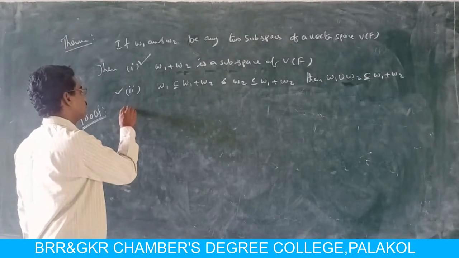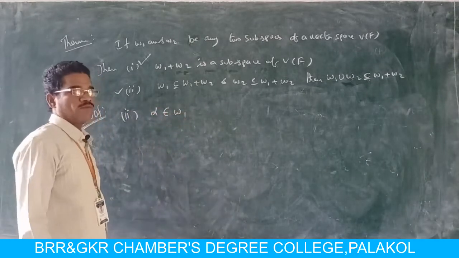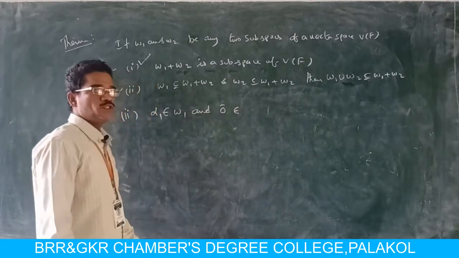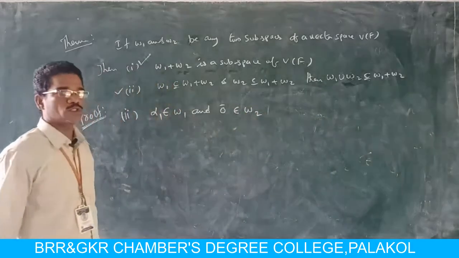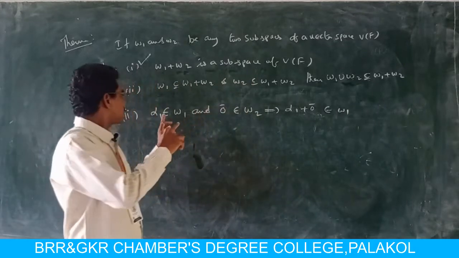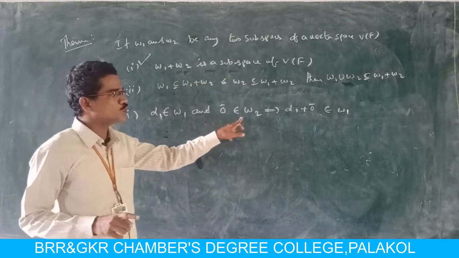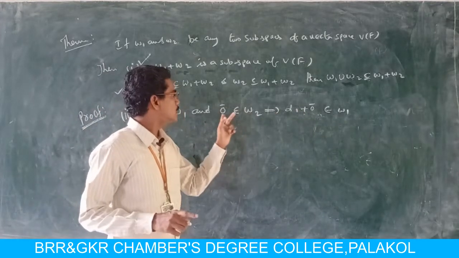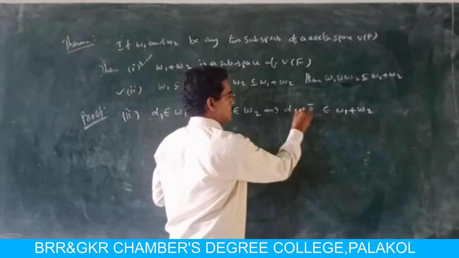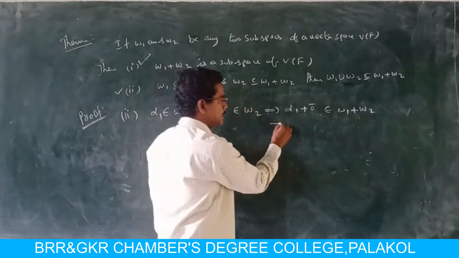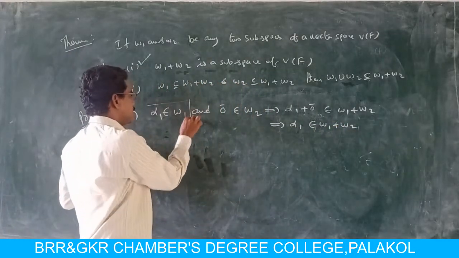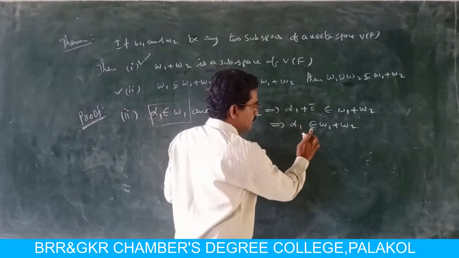Then alpha 1 belongs to W1 and the zero vector, that means 0 bar, belongs to W2. 0 bar belongs to W2 implies alpha 1 plus 0 bar belongs to W1 plus W2, which implies alpha 1 belongs to W1 plus W2.